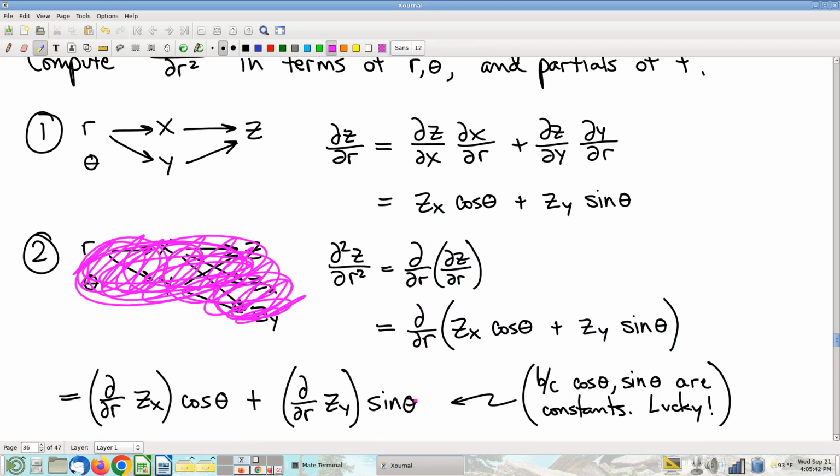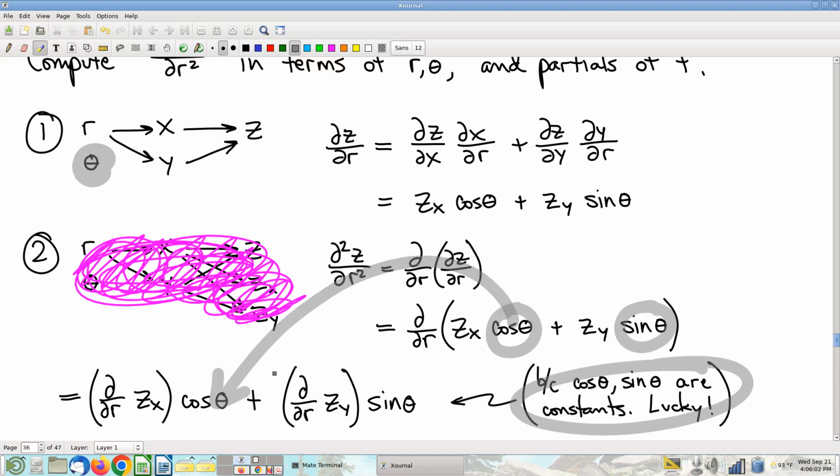First thing to realize, don't forget theta is a constant, right? And therefore cosine theta and sine theta are constants, because we're taking partials with respect to r. R is our only variable at this stage, and so theta is held constant. We get to treat it like a constant. Constants factor out, so we get that. Is that cool? Everybody good? Didn't really do much there.